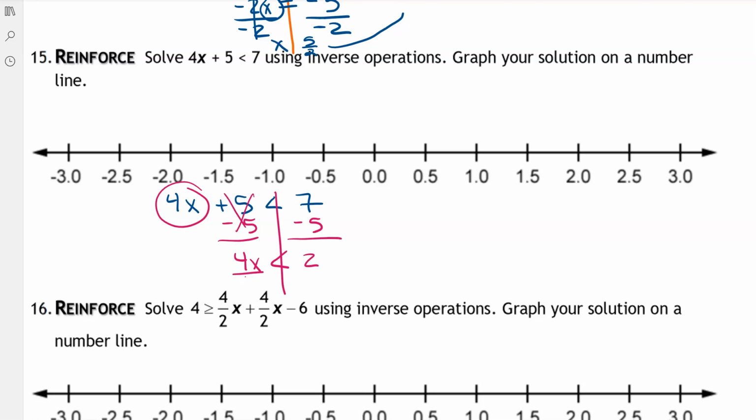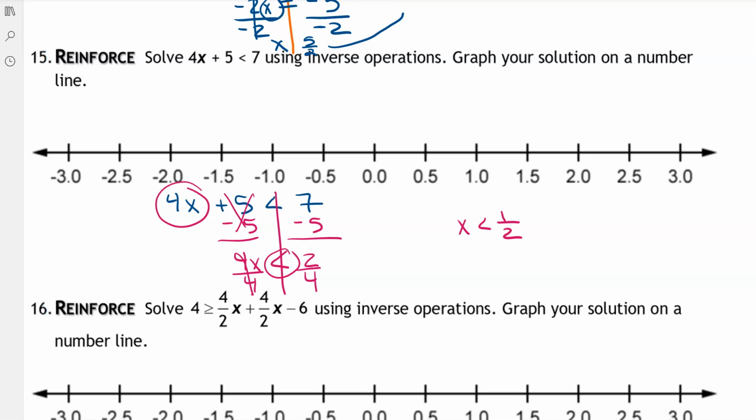Divide by 4, divide by 4. I'm running out of room, so I'm going to write it over here. I'm going to be left with x, 2/4, which we can simplify to 1/2. Oh, whoops. It was not an equal sign. I forgot to bring over the inequality. So x is less than 1/2.